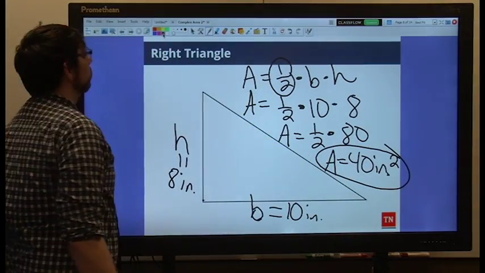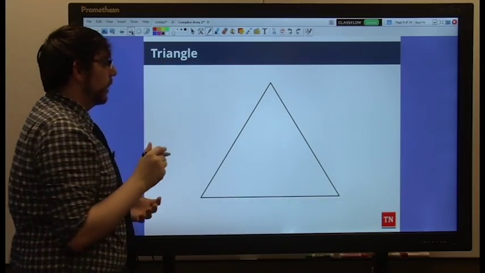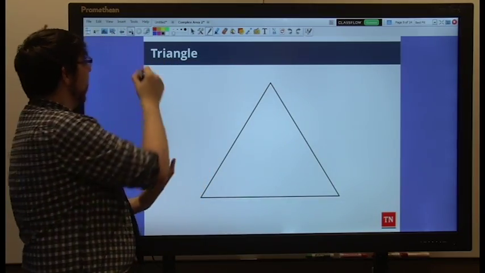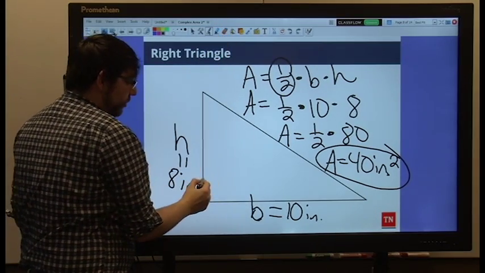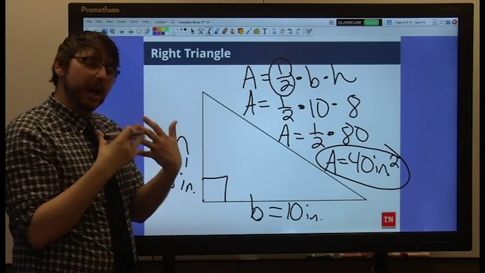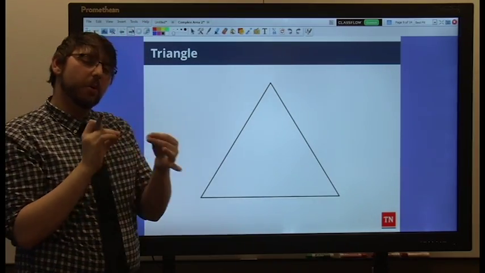Let's go on and move on to another type of triangle. In this case, we just have a normal triangle. The last one was a right triangle. And why was it a right triangle again? Because there was a right angle. But it was really obvious that there was a base and a height. When you look at this one, you have to do a little bit more work.